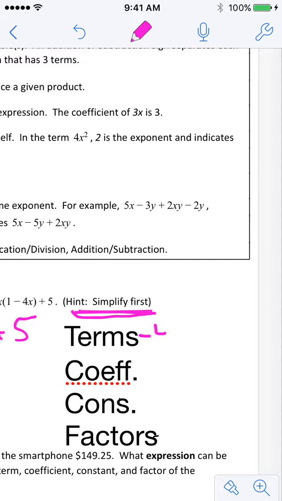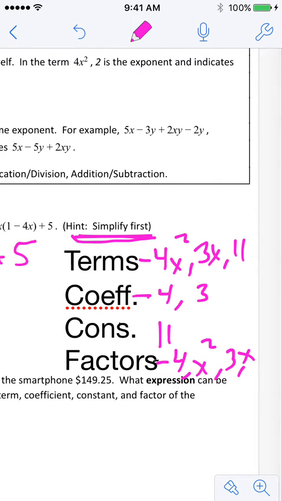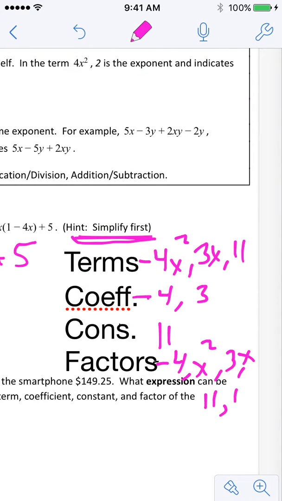Okay, so negative 4x squared, 3x, and an 11. Okay, that's much better. Now the coefficients are what sits in front of a variable. So we've got a negative 4 and a 3. There is a little debate about whether an 11 is, because 11 technically is an x to the 0, but for this class, we're going to say it's anything that has a visible variable. So 11 is not quite a coefficient. But 11 is a constant, right? Constants do not have anything next to them. They will constantly add 11 no matter what. And then the last thing, factors, is anything you see being multiplied. So negative 4 and x squared, 3 and x, and I know it's not visible, but 11 is still being multiplied by a 1.